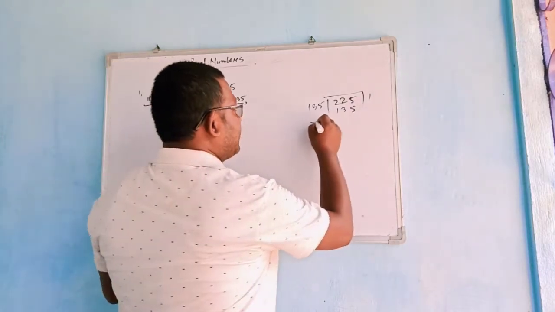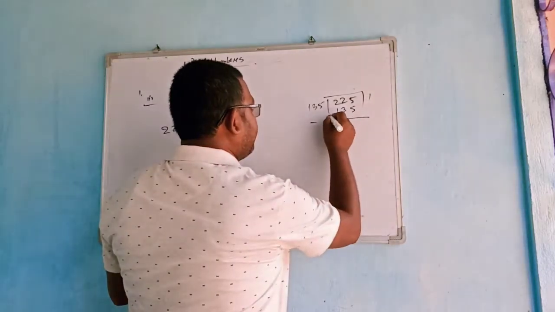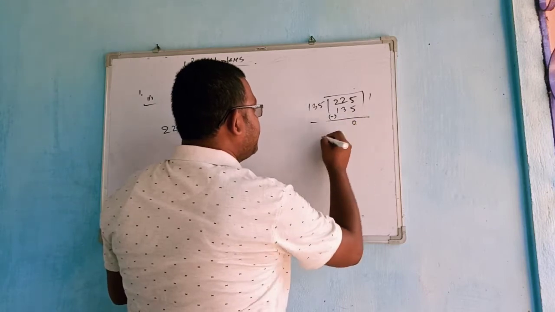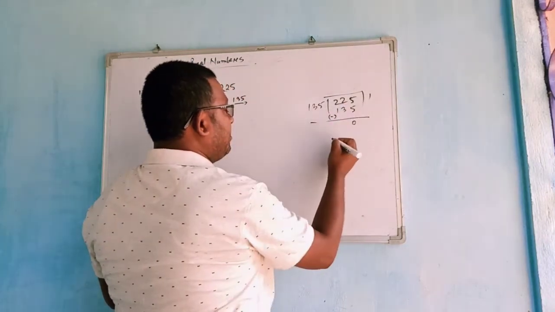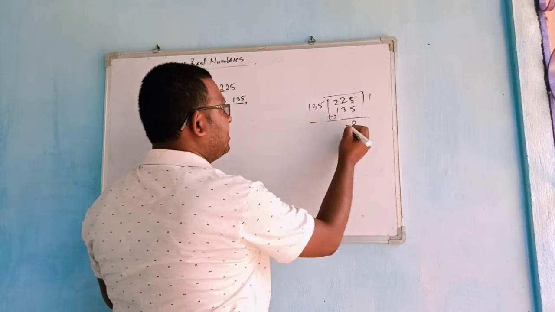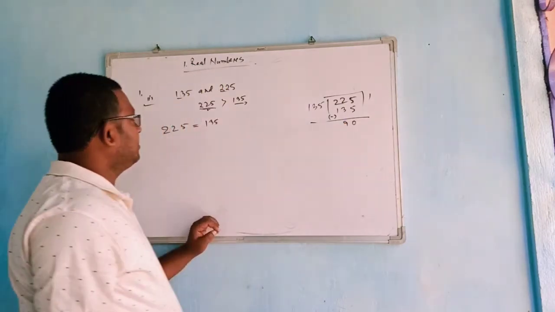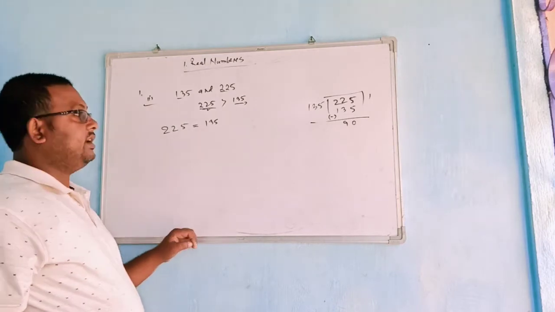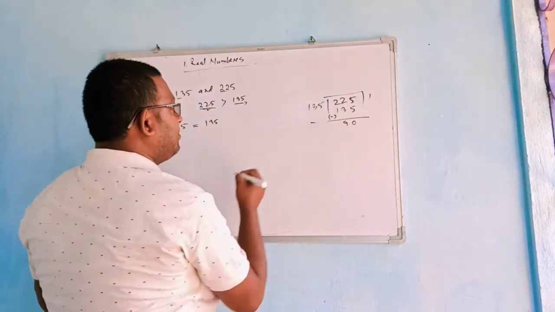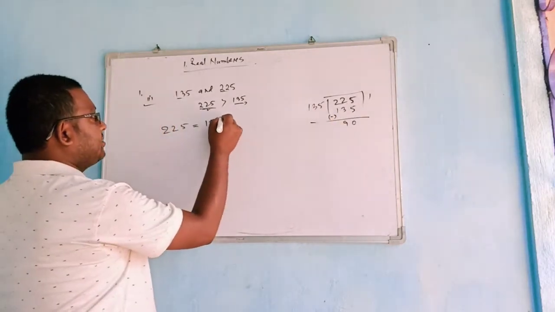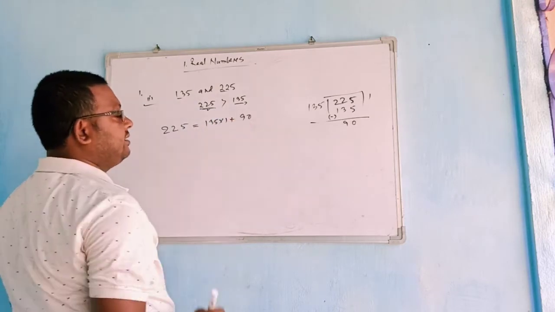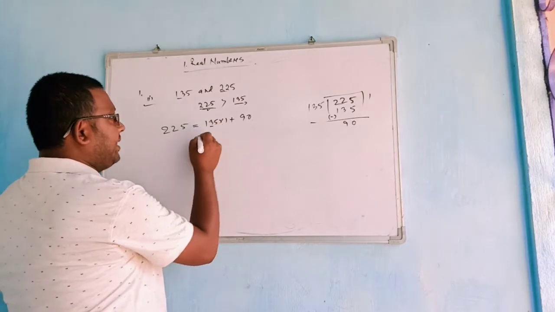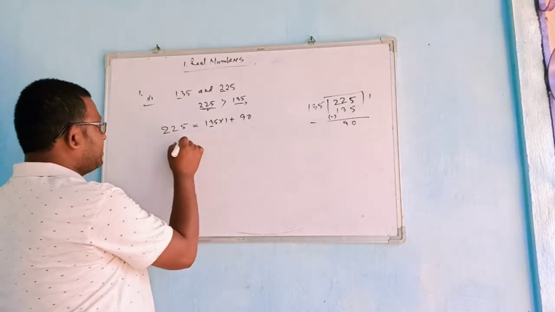Okay, subtract it. 5 minus 5 is 0. 2 minus 3 is a smaller number, so 12 minus 3 is 9. So it is 1 time, plus remainder 90.